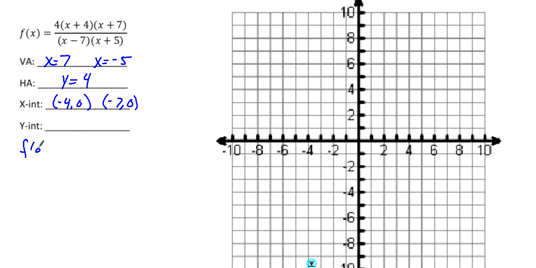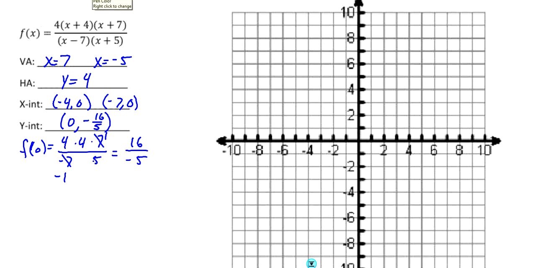And my y-intercept, we plug in 0, and we get 4 times 4 times 7 over -7 times 5, which is +5. Now, 7 and -7, that'll give me -1 on bottom, 1 on top. So basically, it's 16 over -5. So 0 and -16 over 5. Okay?